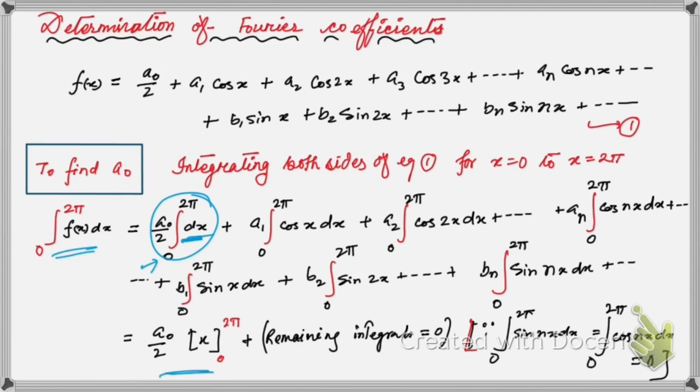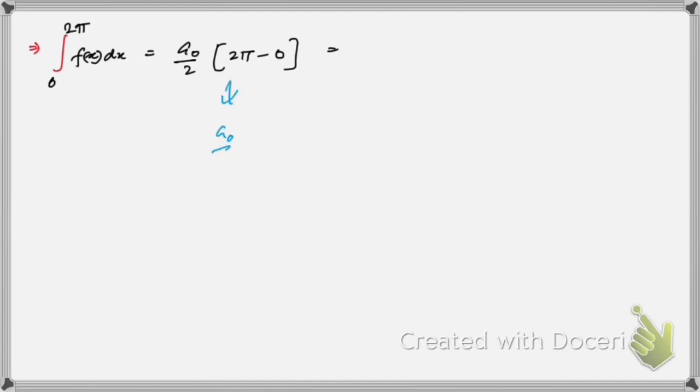So let me write on the other slide. Let me go to this slide. So finally we have got this result. Now you can see, putting the limits, what we have done here. Actually we had got a0 times x from 0 to 2 pi. So if you put 2 pi you will get 2 pi, then if you put 0 here, minus 0, so 2 pi minus 0. Hope you have understood this.